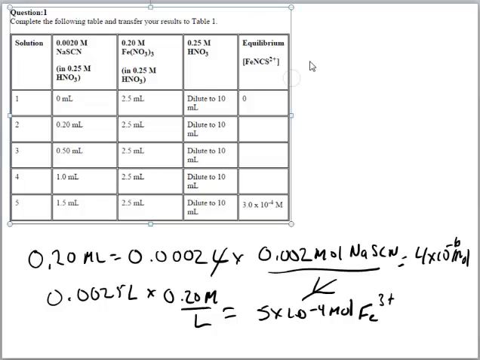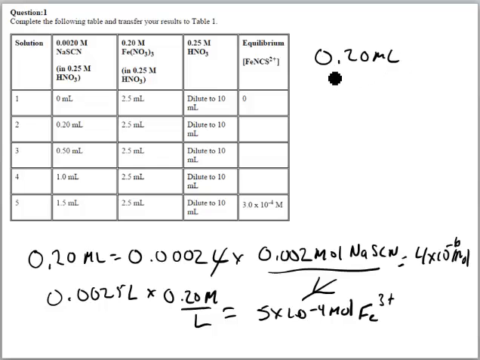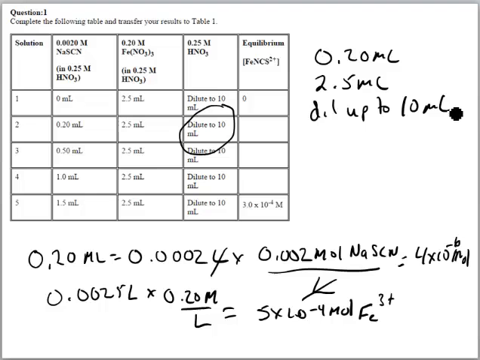Okay, so far we have the pen working again here. So we have 0.20 milliliters. We've got 2.5 milliliters. And we're going to dilute this with this part right here, dilute up to 10 milliliters. So always going to have 10 milliliters.